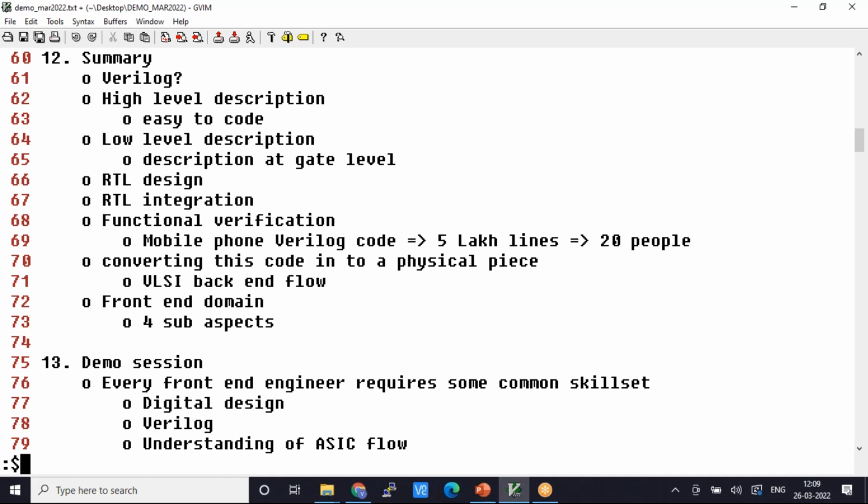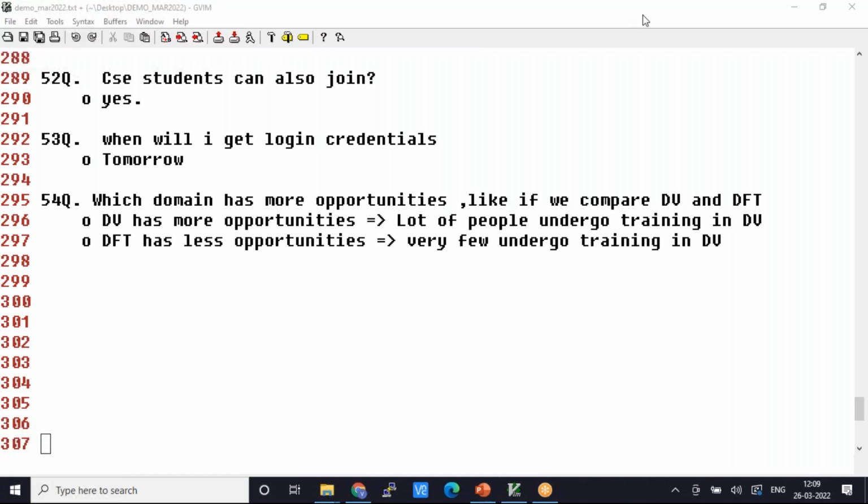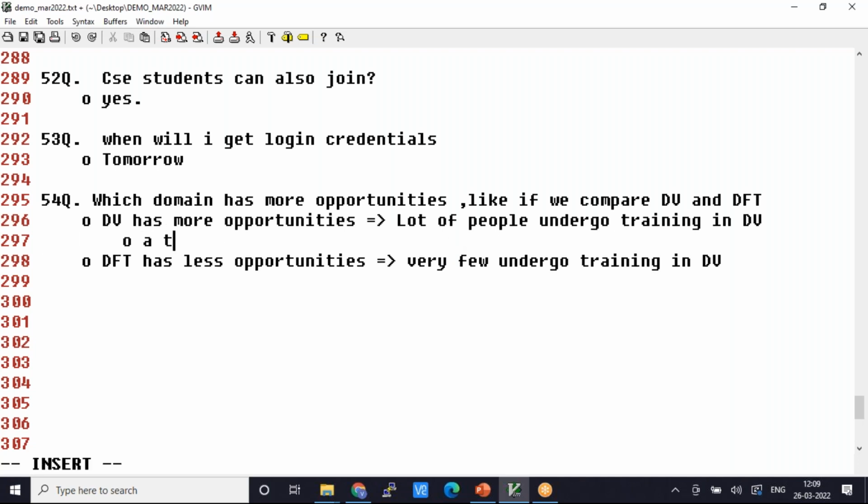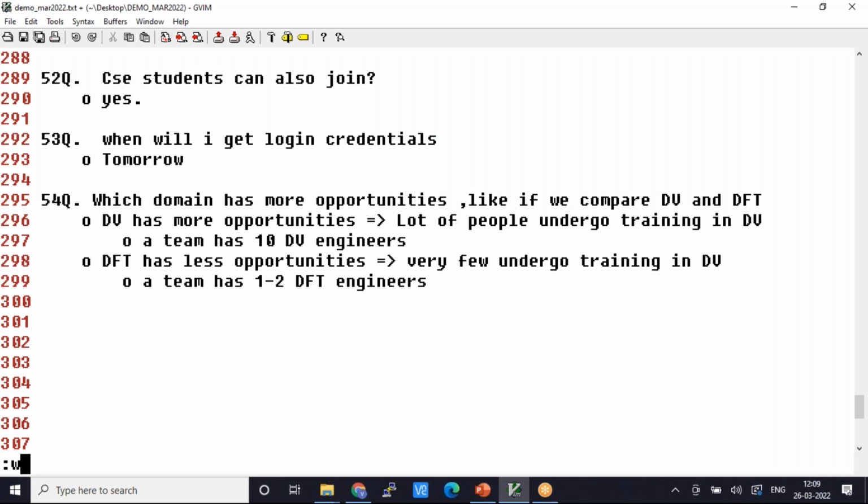Now you may ask, is it not true with DFT? DFT doesn't require many people actually. A team mostly has around, let's say, 10 DV engineers, design verification engineers. The team has maybe 1 or 2 DFT engineers. DFT people will be fewer actually. So accordingly, very few people undergo training. Is that clear? Next.